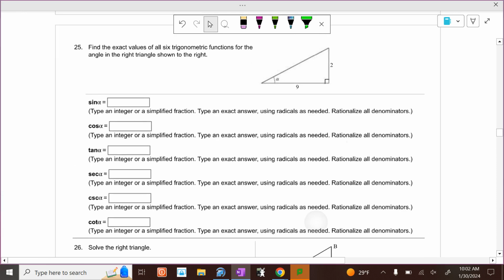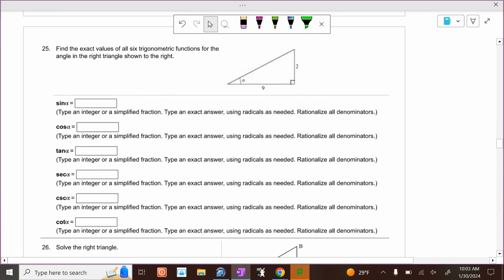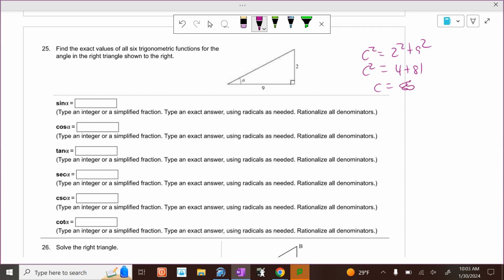The 6 trig functions for this. What's our first step? Before I can find any of the trig functions, what's my first step? Find the hypotenuse. 2 squared plus 9 squared, so 4 plus 81, 85. Take the square root. So it's the square root of 85. It wants it in radical form.